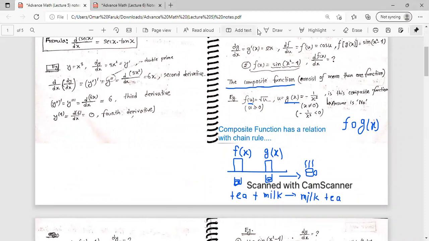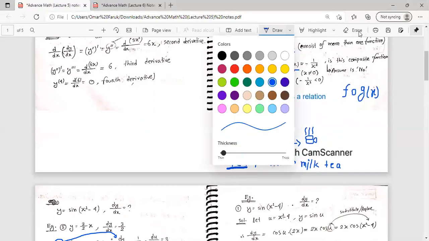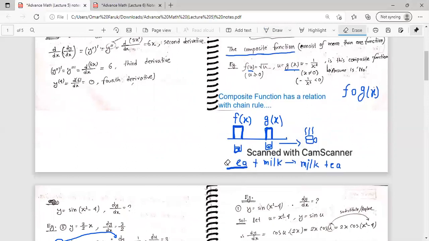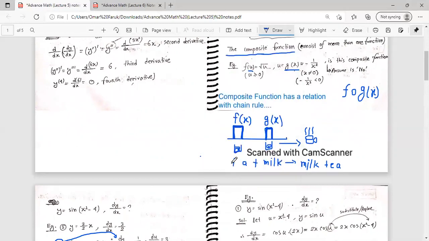For example, we have here two functions. Here is one function and here is another function, f of x and g of x. So let's see a real example, like here is tea and here is milk. Here we have tea and milk that will make milk tea.